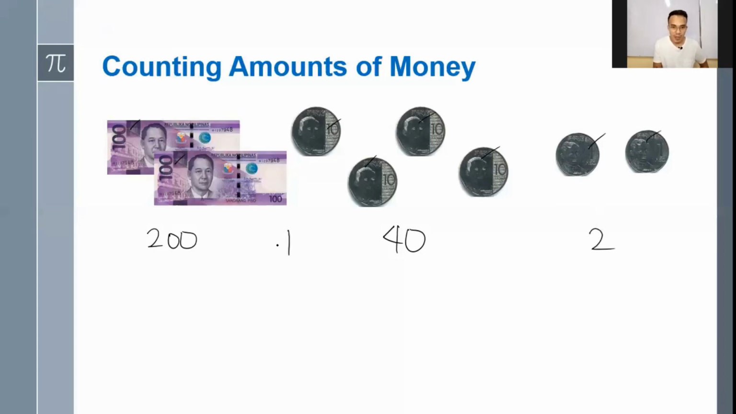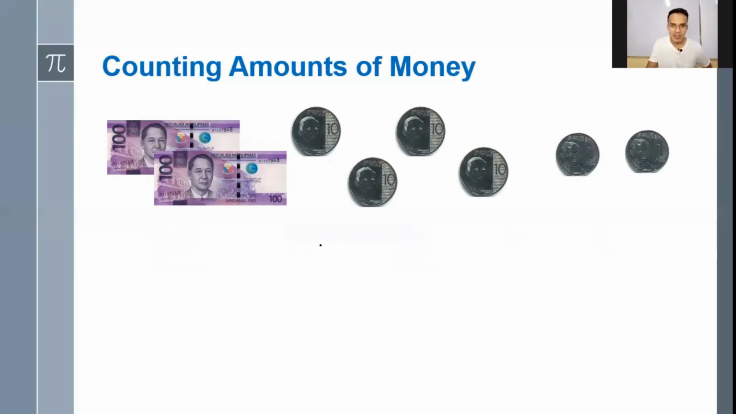So 200 plus 40 plus 2. This will give us what amount? This is the peso sign. Remember to put the peso sign before the number. 242. That's 242. Okay, so this is the amount.